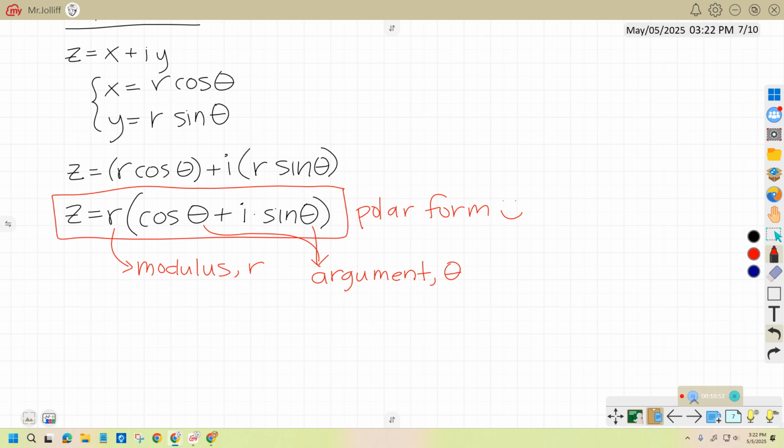As a little side note, you will sometimes see this big ugly thing, r times cos theta plus i sine theta, written as r cis theta, where cis is cos i sine. You won't see that on Delta Math. Delta Math is going to use this formula. But your textbook will sometimes write it like this, and mathematicians know that that means cosine i sine. So this is shorthand for that. And we like shorthand, right? Mathematicians are lazy.